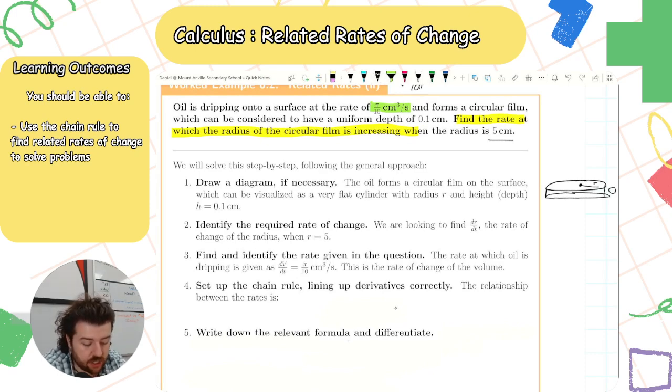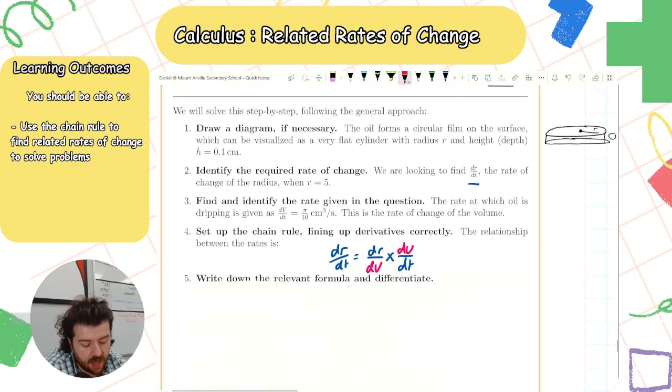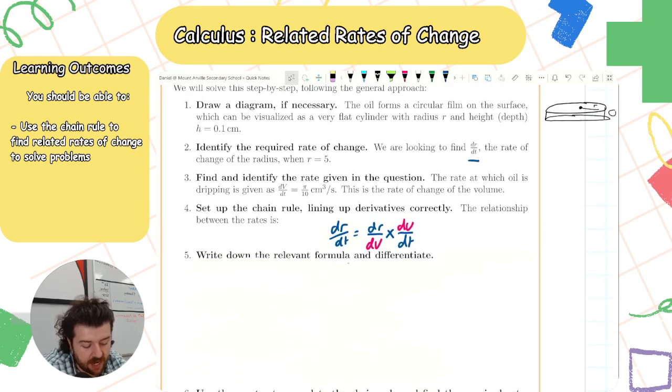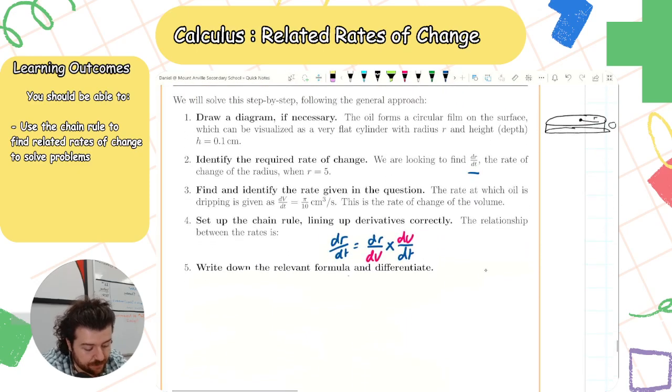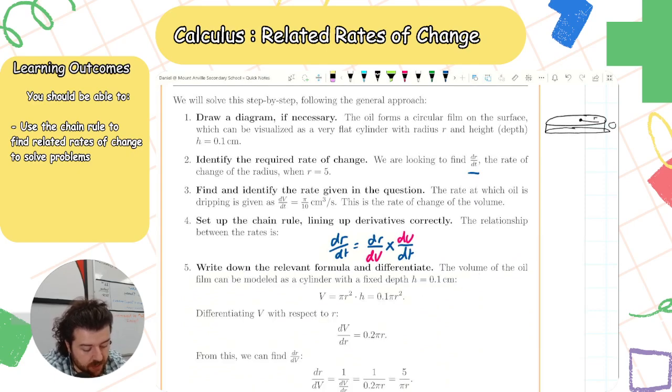So now we need to set up the chain rule. Remember, I'm looking for dr/dt, so I need a dr on top and dt on bottom, times it by what? dV. Now write down any relevant formula. I'm dealing with a cylinder, and the cylinder volume is given as πr²h, but I know h to be 0.1 in the question.